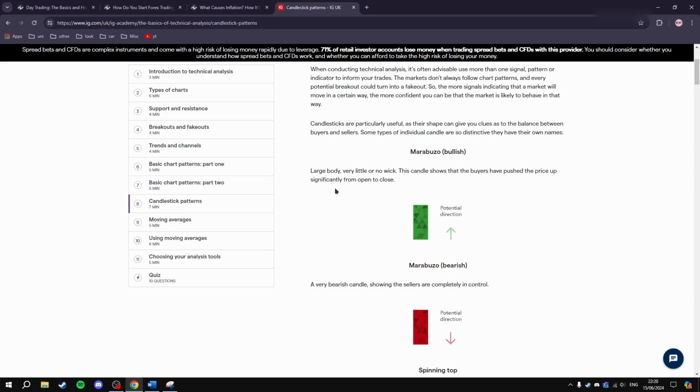Candlesticks are particularly useful as their shape can give you clues as to the balance between buyers and sellers. Some types of individual candle are so distinctive they have their own names.